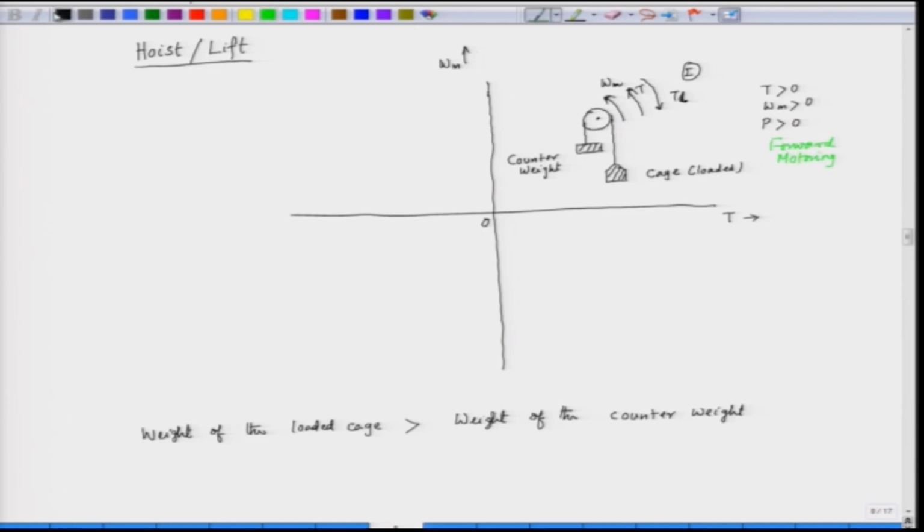Now, in the second quadrant, we have this pulley mechanism to which the motor is fixed. The cage is now unloaded, there is no material in the cage, the counterweight is here. So, our condition here is that the weight of the empty cage is less than the weight of the counterweight.